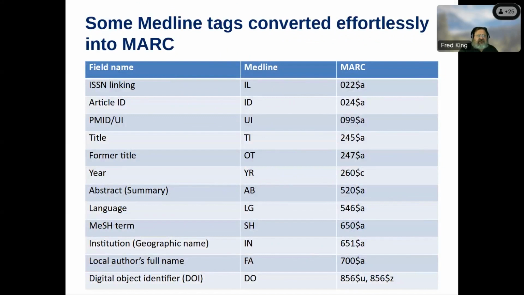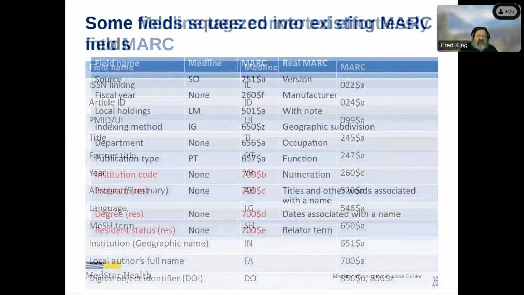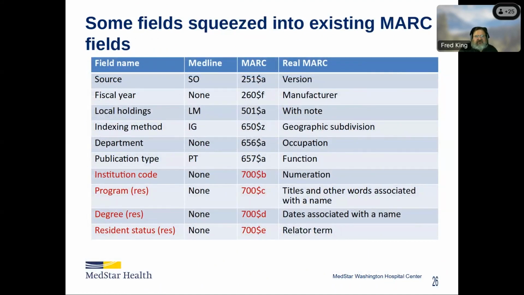Some of the records converted easily. ISSN goes in the 022. Title, obviously 245. Author's name, 700, etc. Some I had to change a little bit. The department, I use the tag for occupation. Publication type is function. Local holdings under with.